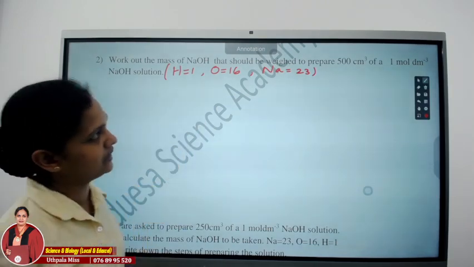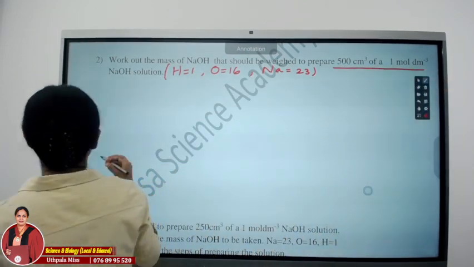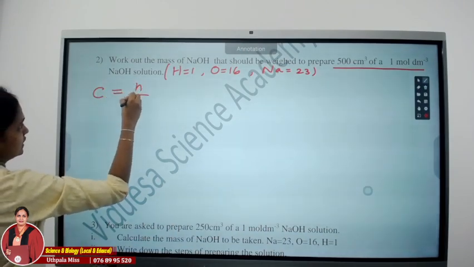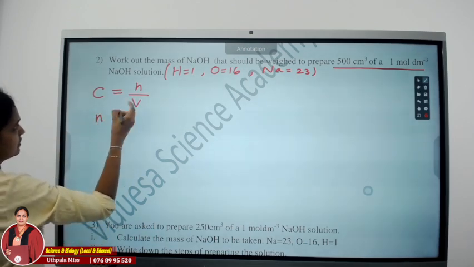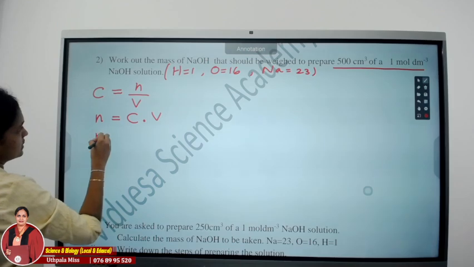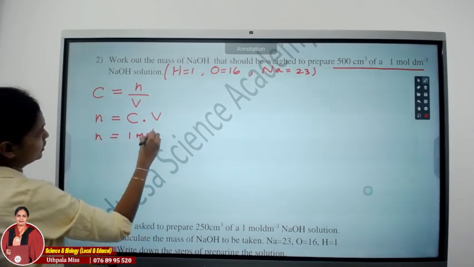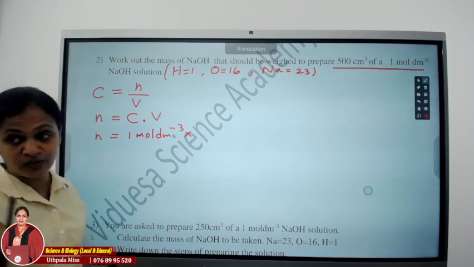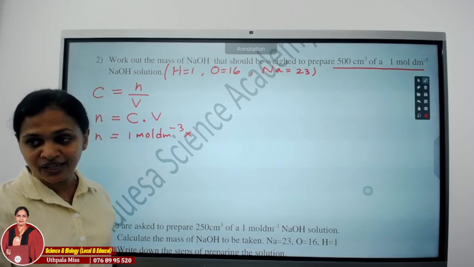Again we have to start from there. Concentration and volume are given. So concentration equals number of moles divided by the volume. So number of moles equals concentration into volume. So concentration is given as 1 mole per cubic decimeter. Then the volume is given as 500 cubic centimeters. So you have to convert it into cubic decimeters.